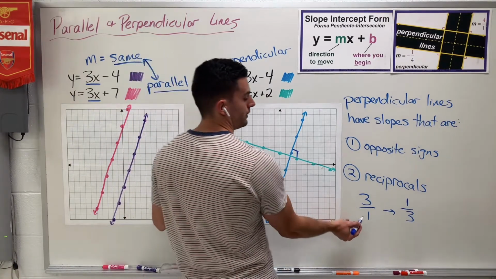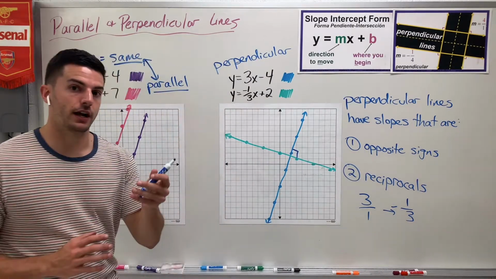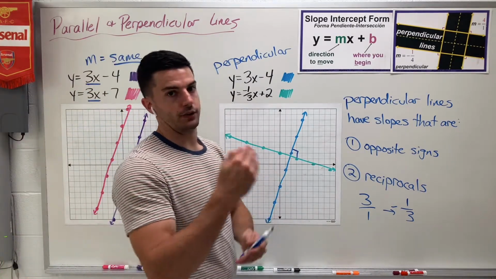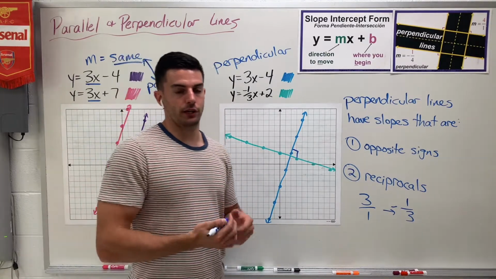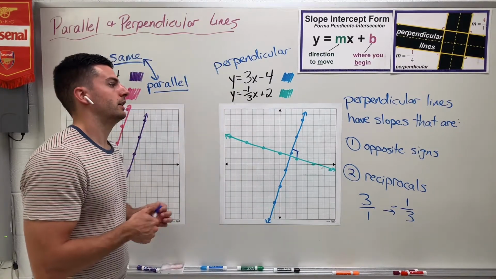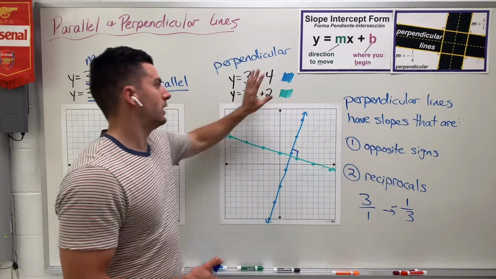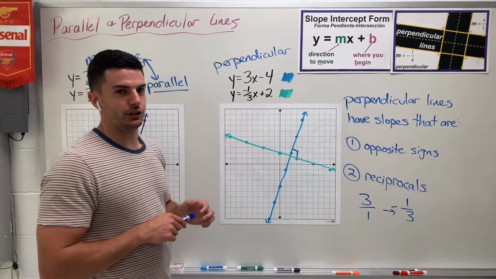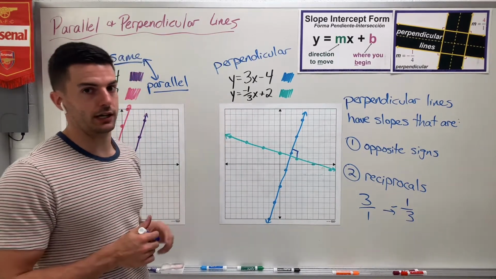These both have to be true for them to be perpendicular, not just one of them. So 3/1 and then negative 1/3: opposite sign, and then flip around the fraction. That's what I often say. Flip the sign, flip the fraction. That's where they're perpendicular. So that's key that we know that going into this. That's your base background knowledge of perpendicular lines and parallel lines.